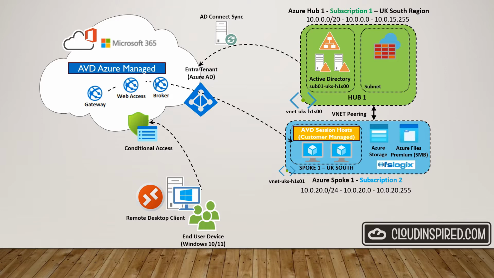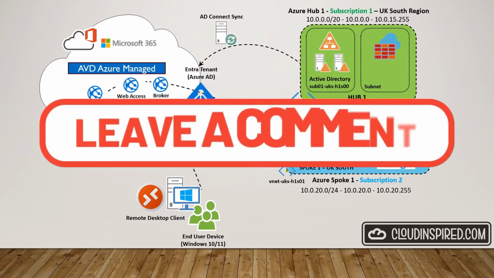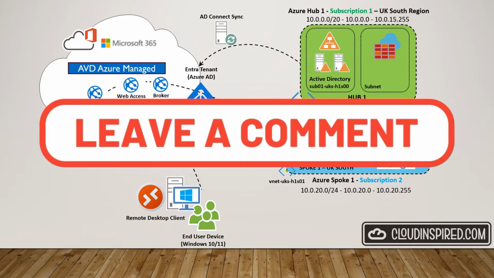An AVD gold image will then be created with all our company apps and FSLogix installed, and then that image will be captured and stored in the image gallery for future use, so we can version number that image. Then we'll roll that image out in our AVD environment to our session hosts in the spoke network. And then we test all this out and demo AVD using FSLogix profiles and show it all in action.